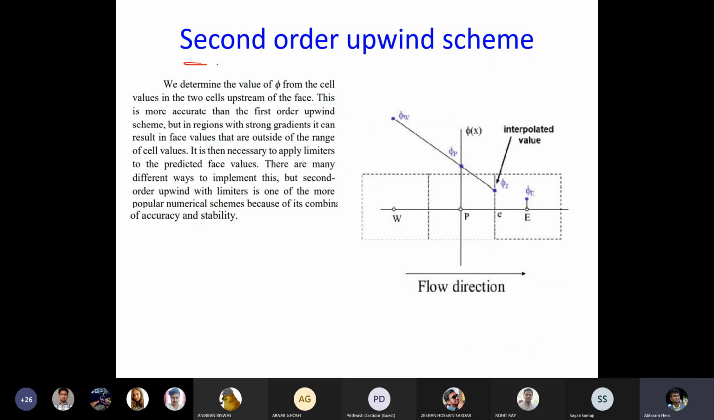Now comes the second order upwind scheme. So the second order upwind scheme, what it states... Yes? In CFD, are we actually trying to find out the values at the interfaces, or actually the points like P and capital D?